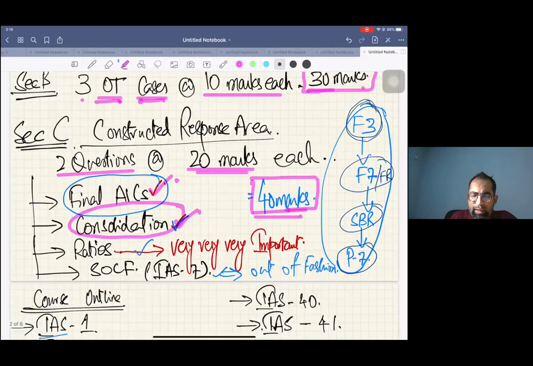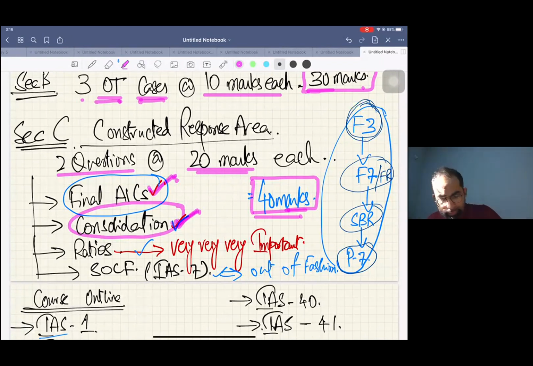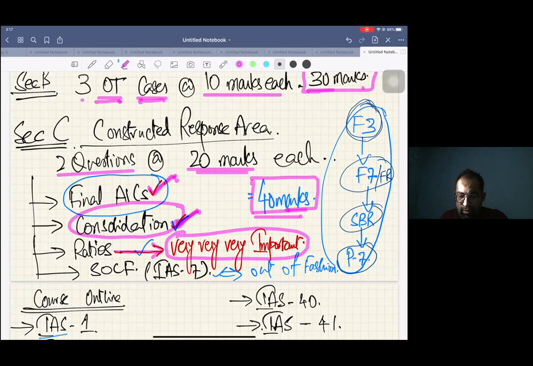So in section C, you may get final accounts for 20 marks, or you may get consolidation of 20 marks. One more area, you may get ratio analysis, that is interpretation of financial statements. I have written here very important three times, very important. This ratio analysis is very important here.